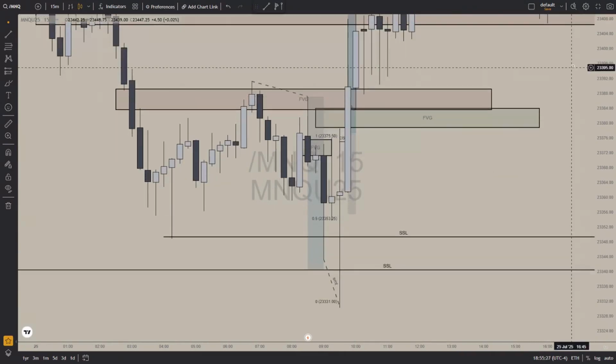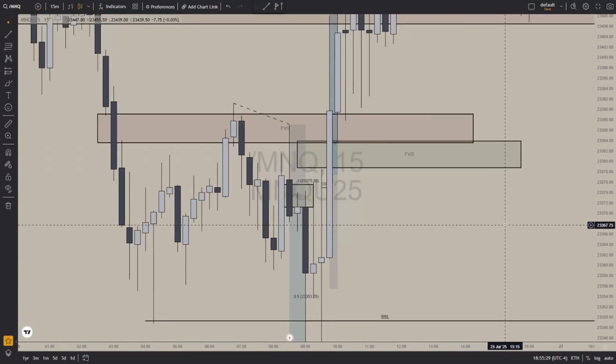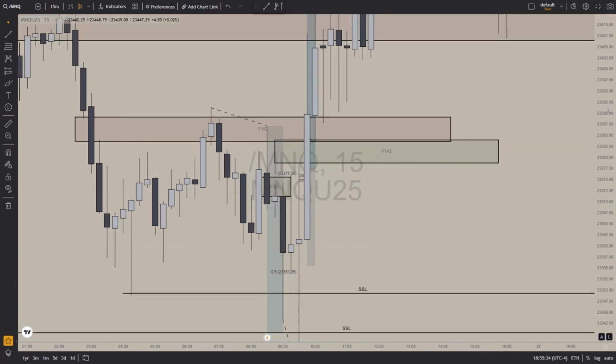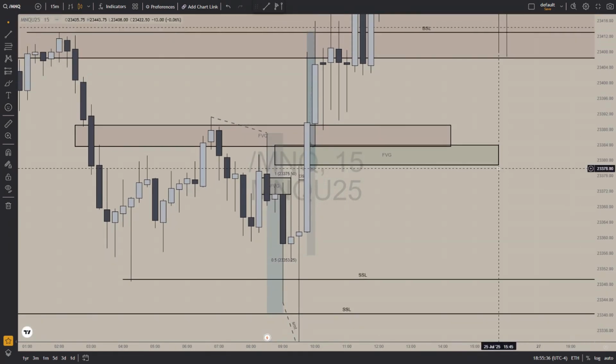All right, let's get into this. All right, so here are the two trades I took on Friday, July 25th.